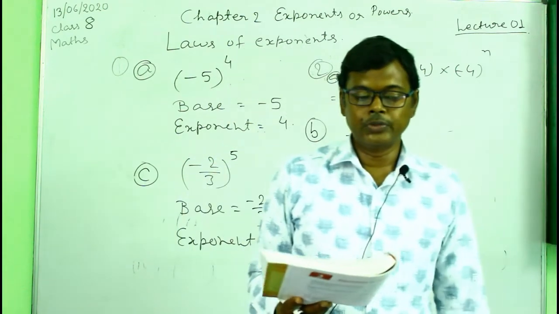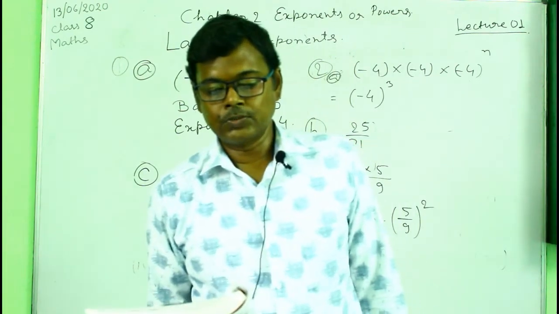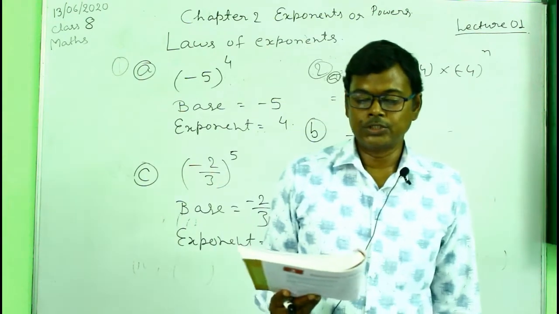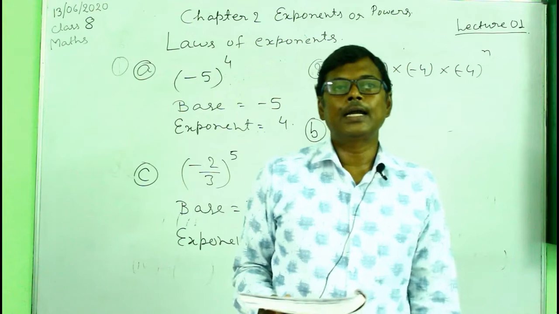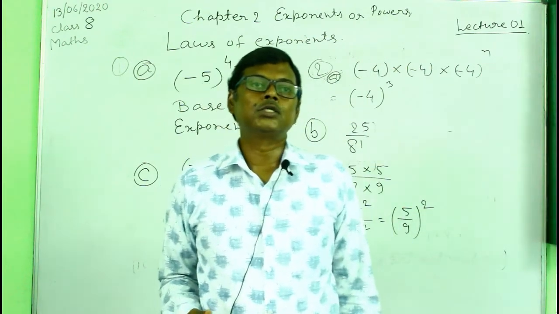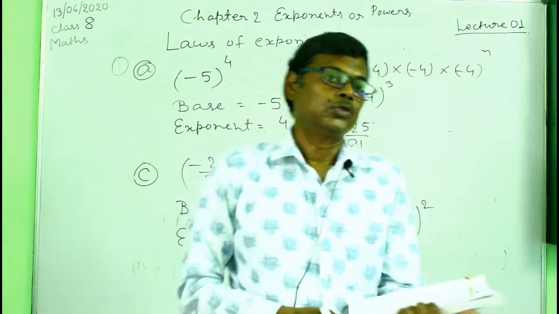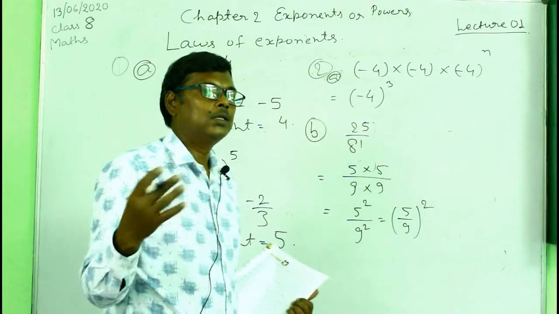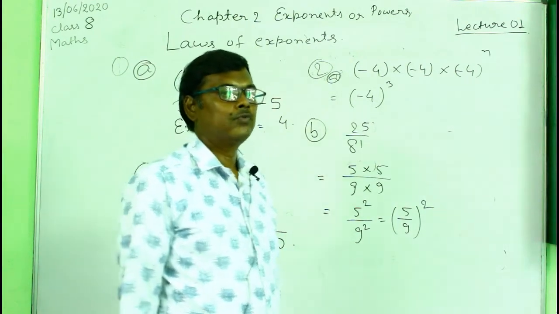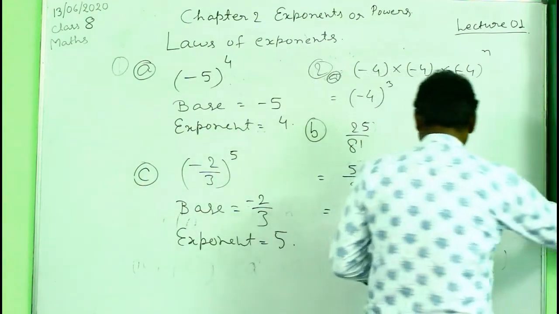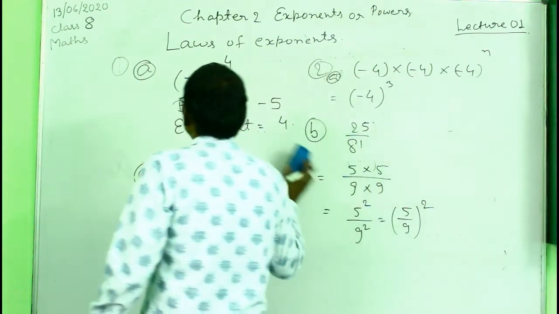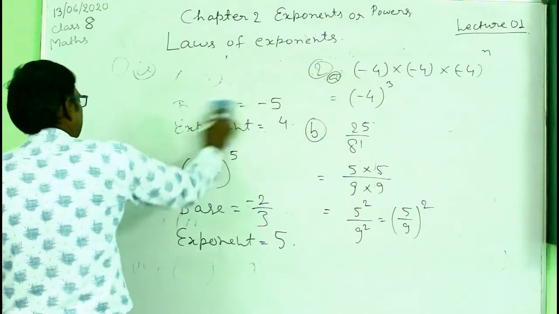Now question number 3. Simplify and express the following in exponential form. That is, we have to simplify and write the answer in the exponential form. Keep in mind here that we have to write the answer in the exponential form. So the first one is 2 to the power 3 into 2 to the power 5.